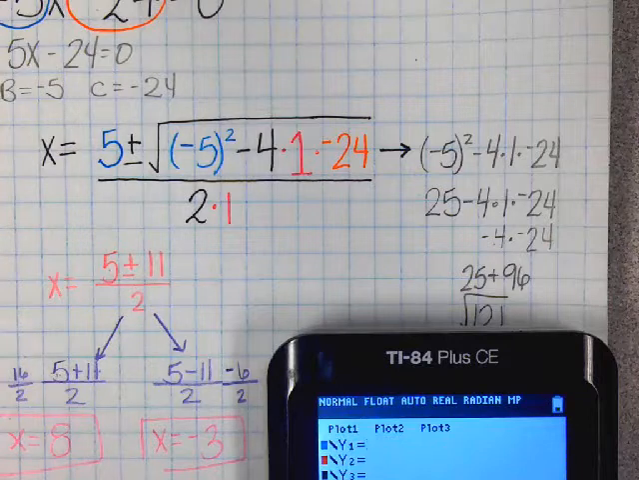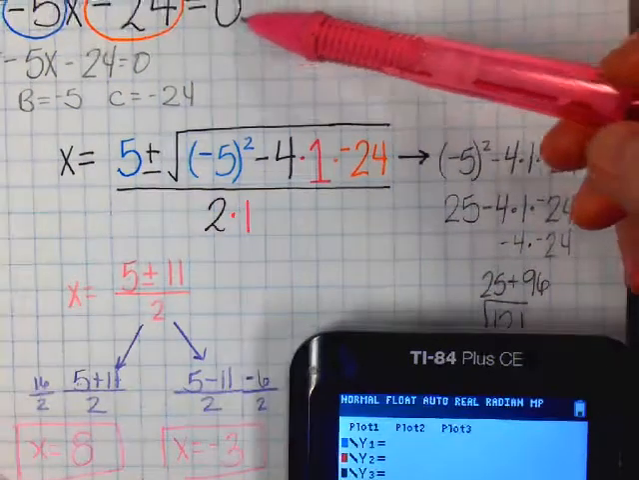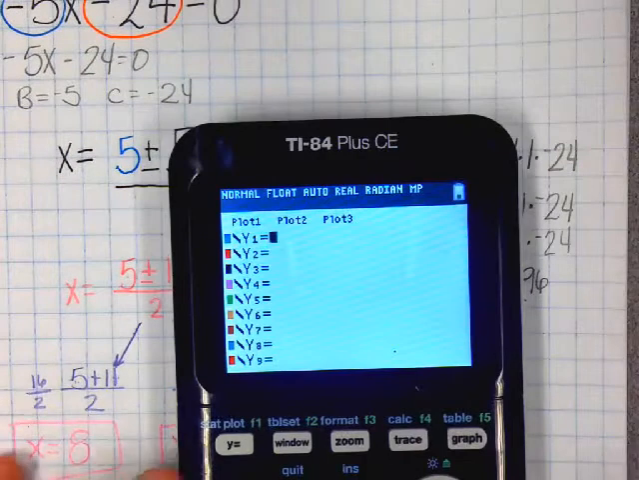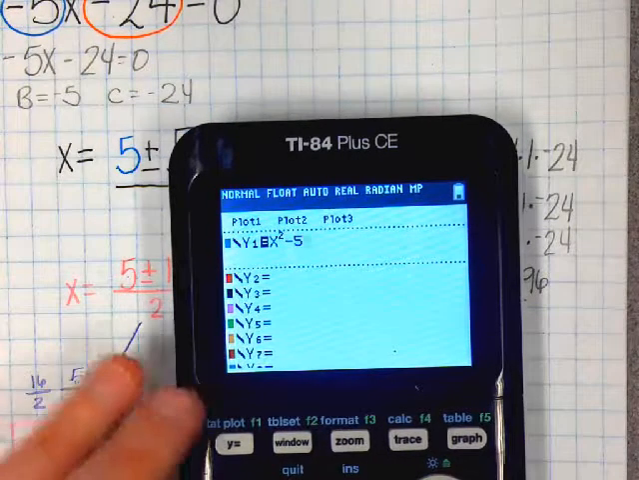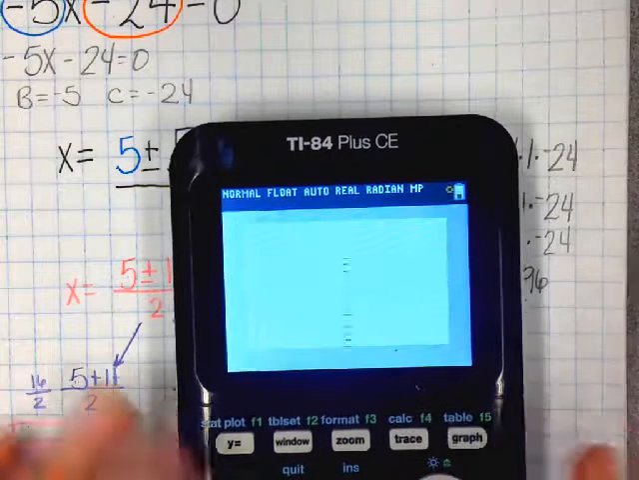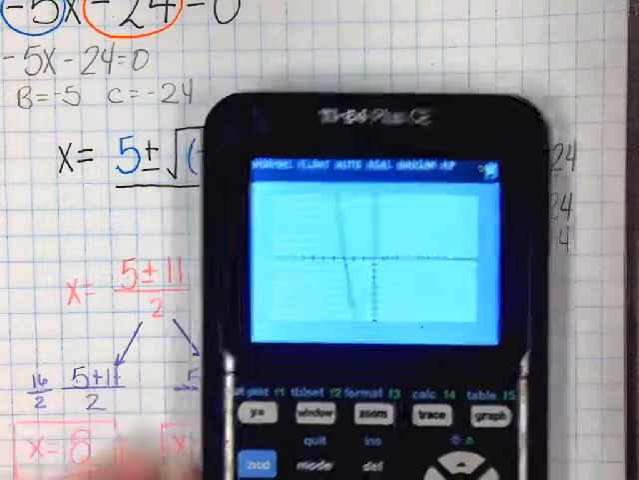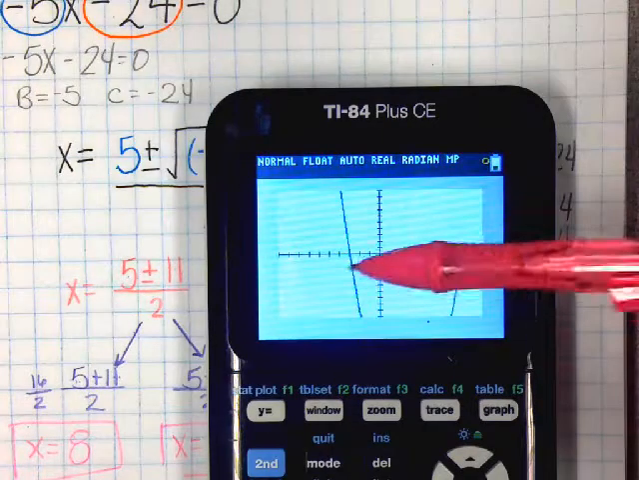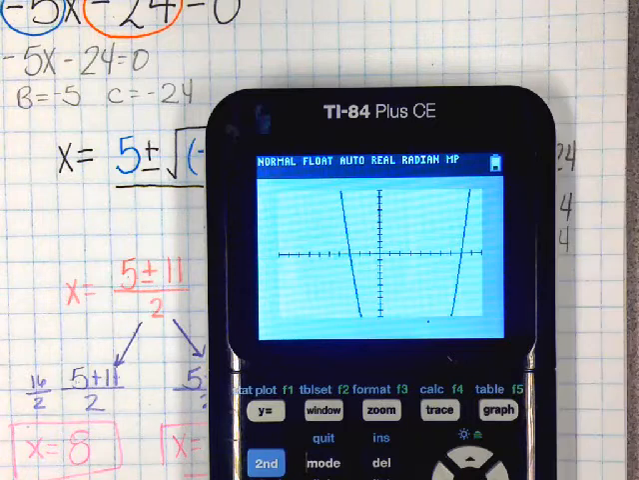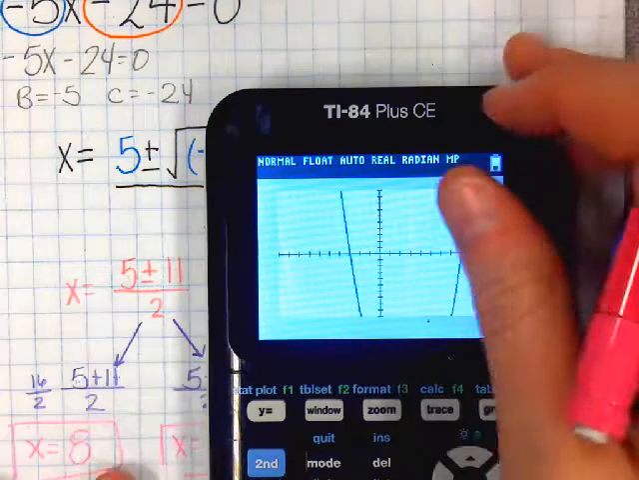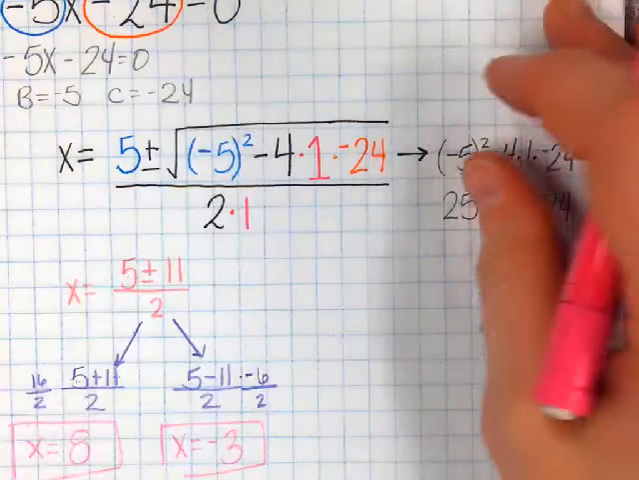You can always check. Remember, solutions, or when it equals 0, are just the roots. So if I type in x squared minus 5x minus 24 and hit graph, I have a negative 3 and I have a 1, 2, 3, 4, 5, 6, 7, 8. So those are your solutions.